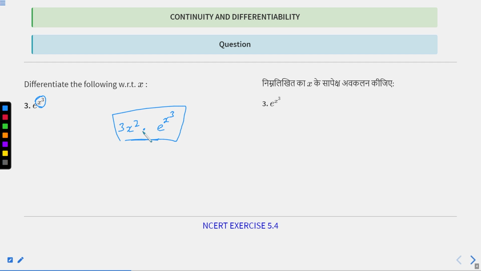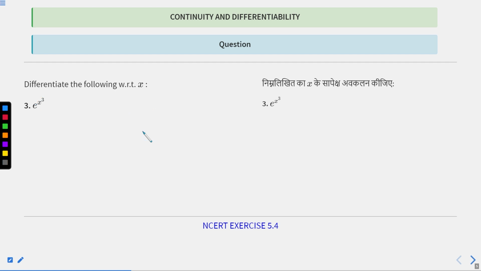I hope that it is very simple to understand how we are getting these. We are just using our concept of chain rule. We are using our concept of some standard derivatives such as the derivative of x power n is equal to n multiplied with x power n minus 1, and the derivative of e^x is just e^x. We are using these direct forms. That's it. Now let us move to the next question, number 4.